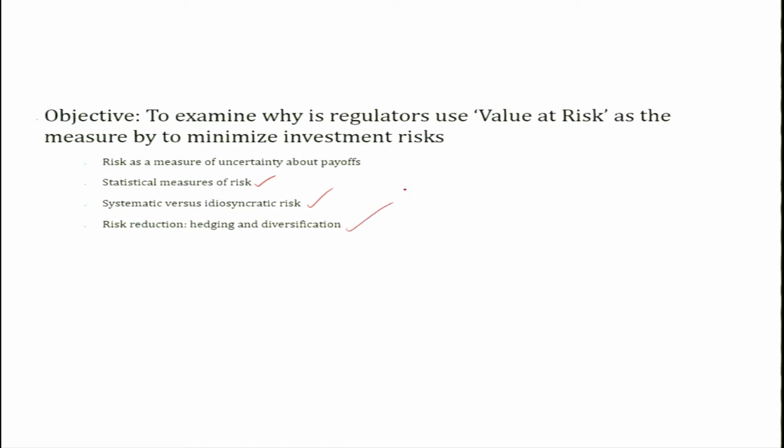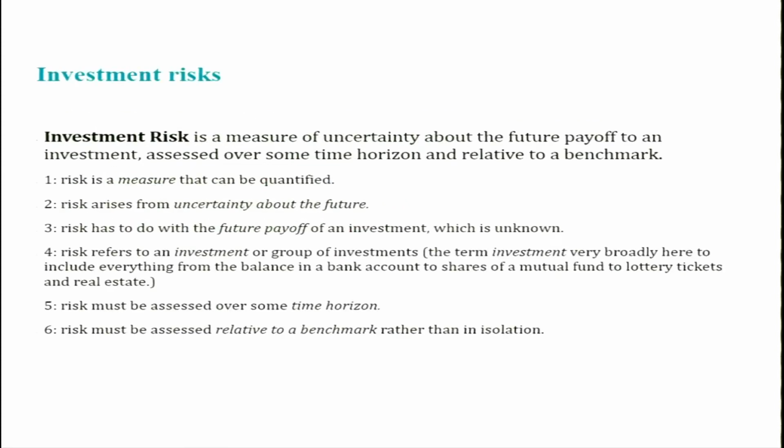So, coming to the first part, investment risk is a measure of uncertainty about the future payoff to an investment, assessed over some time horizon and relative to a benchmark. It has several features. One, it is a measure that can be quantified. Second, risk arises from uncertainty about the future. The third is that risk has to do with the future payoff of an investment, which is unknown.